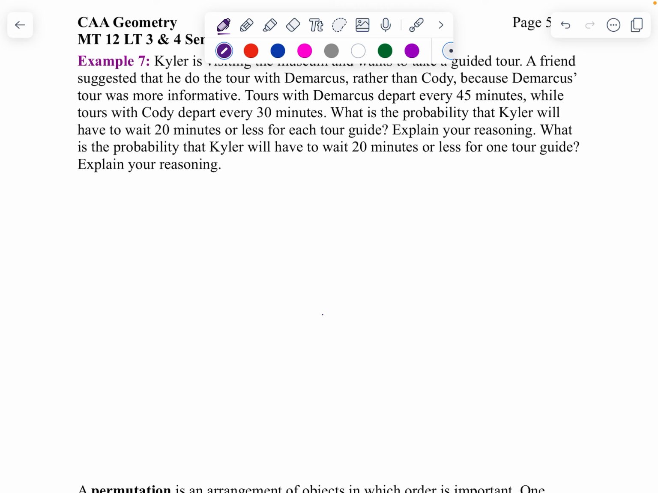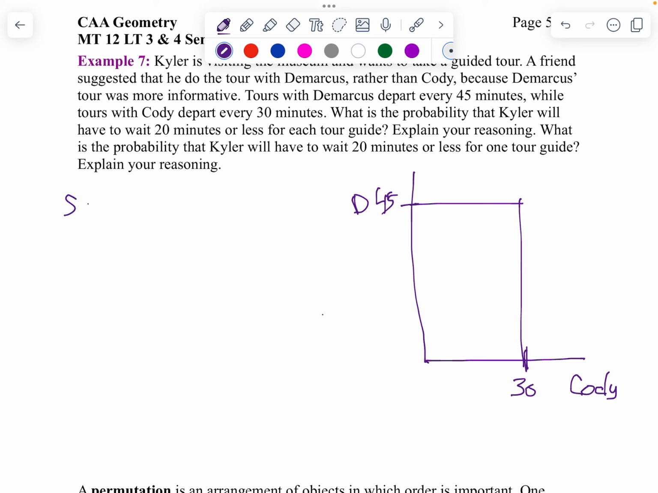So what we're going to do here is represent this on our own coordinate plane. I'm going to put Cody on the x-axis, and we know Cody goes every 30 minutes, while DeMarcus goes every 45 minutes. So we're really going to do an area model here. My sample space is going to be 30 times 45. And 30 times 45 is 1350, isn't it?